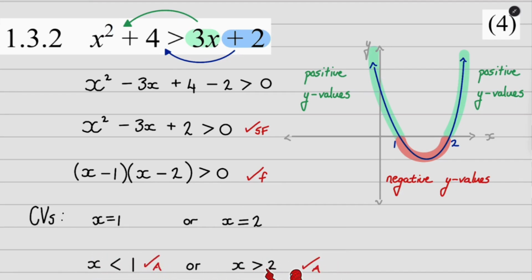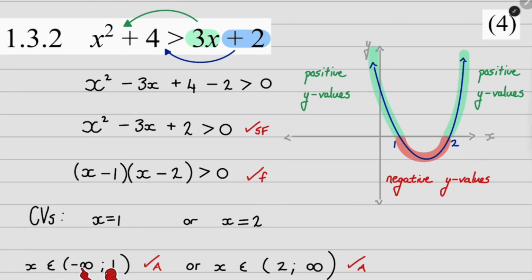Just before I go, the answers can also be written like this. I can say x is an element from minus infinity all the way to 1, or x is an element that starts at 2 and goes on to infinity. It's like saying from minus infinity all the way to 1, and then from 2 all the way to infinity. To shorten that notation, you just separate the two brackets with the word or, and there is a symbol for or in maths. It looks like a capital U without a tail. So yeah, it can also be written like that.